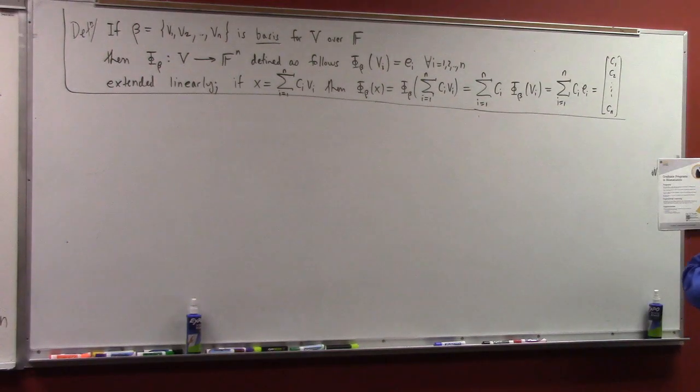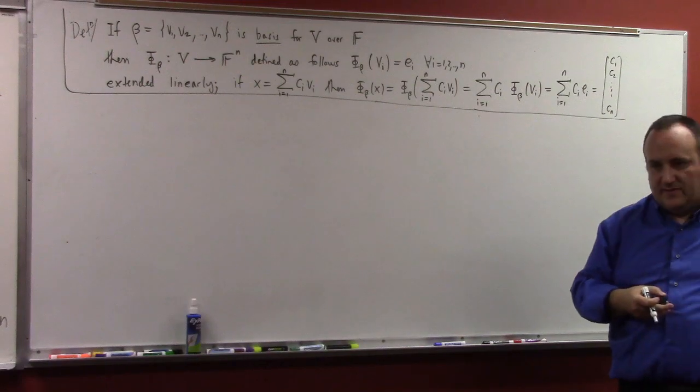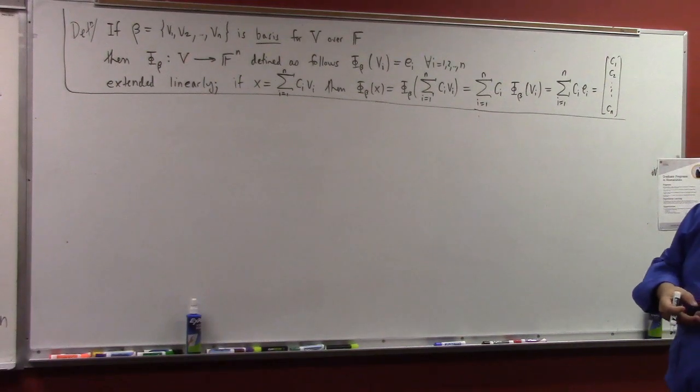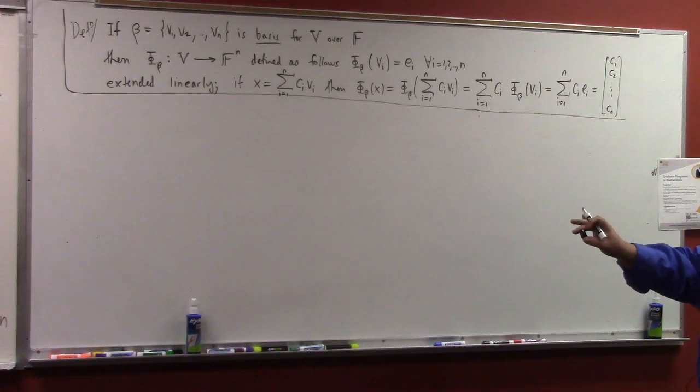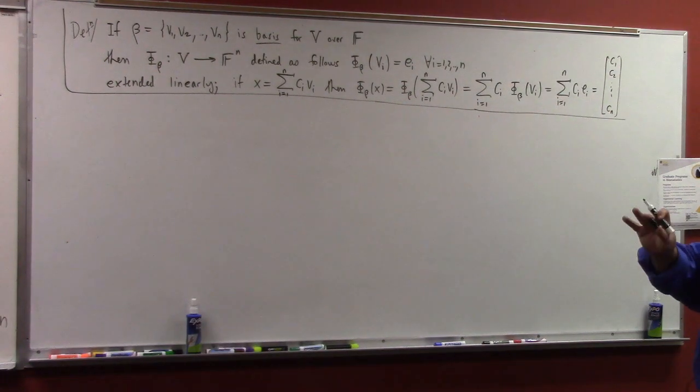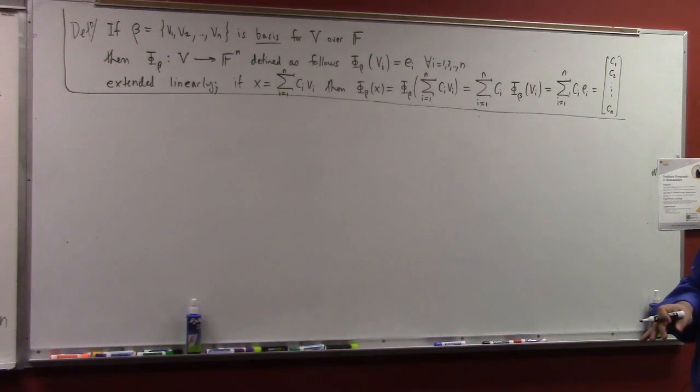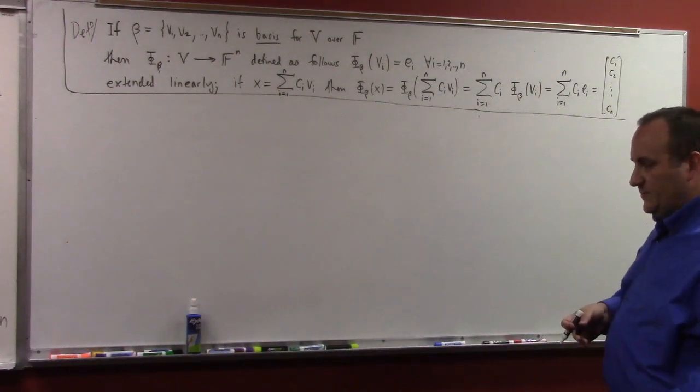But really, the definition of the coordinate map, right? Phi beta is the beta coordinate map. At the heart of it, what you're saying is you're defining the map by saying I'm changing the abstract basis v to the concrete standard basis, like e_i, 1, 0, 0, 0, with a 1 in the ith position.